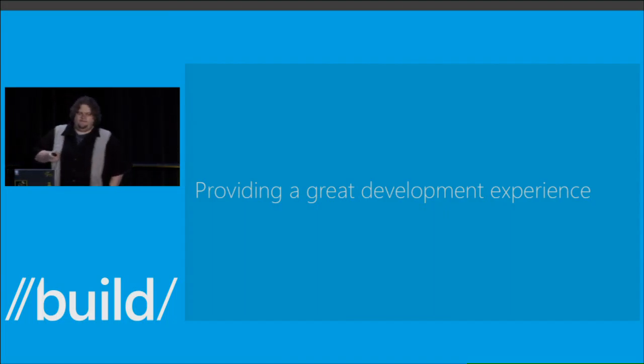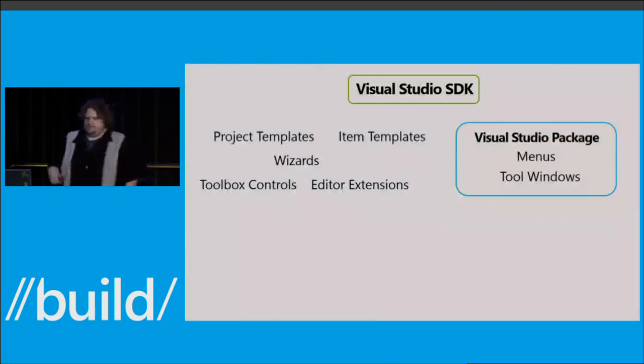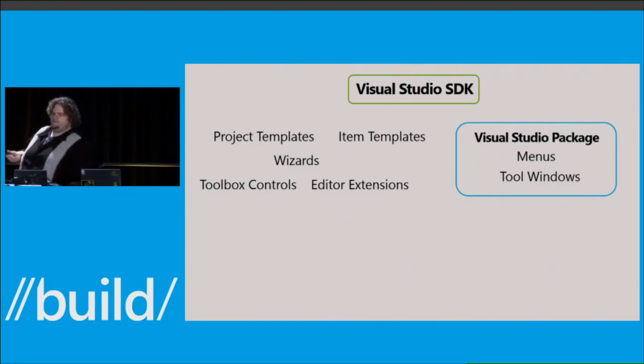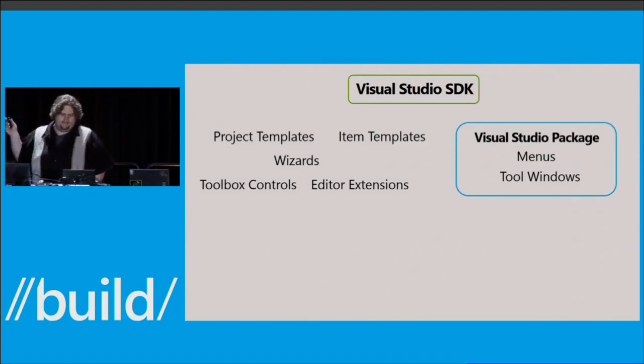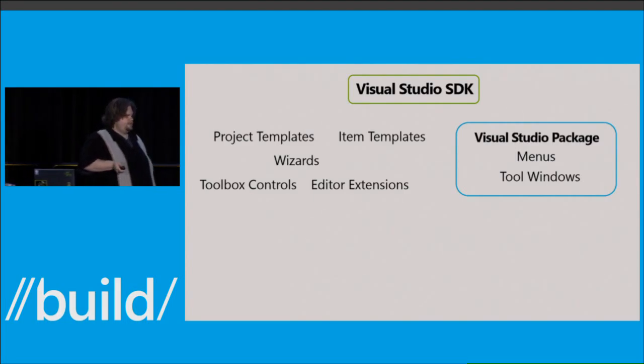The next thing we're going to talk about is providing a great developer experience. And primarily around this, as I mentioned, we're going to be talking about integrating into Visual Studio. Well, first step for integrating into Visual Studio is using the Visual Studio SDK. So this download, you go install the Visual Studio SDK, and then you'll be able to do all sorts of great stuff, creating your own templates, creating your own wizards, creating toolbox controls, editor extensions. You can create a VS package, which we'll do in this talk, that shows us how to add menu items and tool windows, all sorts of great stuff.